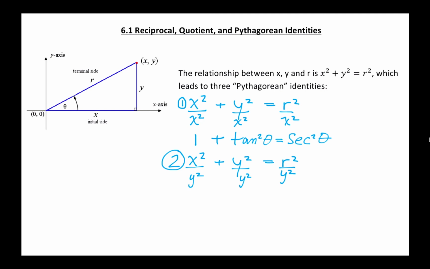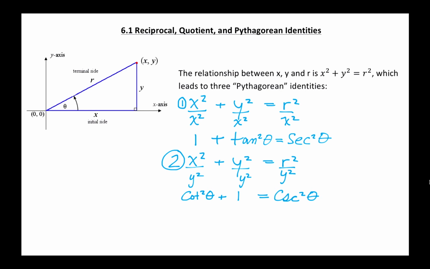So we can get another identity like this if we take the original equation, we divide all the terms by y squared. In this case, we get cotangent squared theta plus 1 is equal to cosecant squared theta. And that's because x over y, which is the reciprocal of y over x, is tangent, x over y is cotangent. Cotangent squared theta plus 1 is equal to r over y. Well, that's the reciprocal of y over r. Y over r is sine. Reciprocal of sine is cosecant.